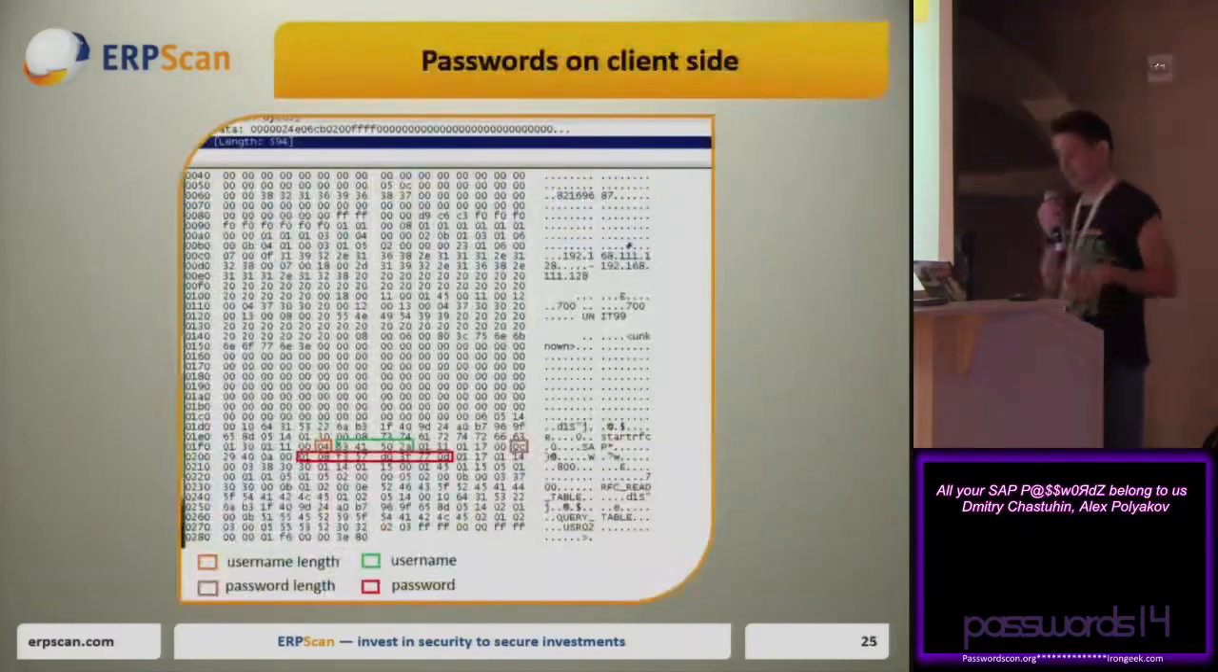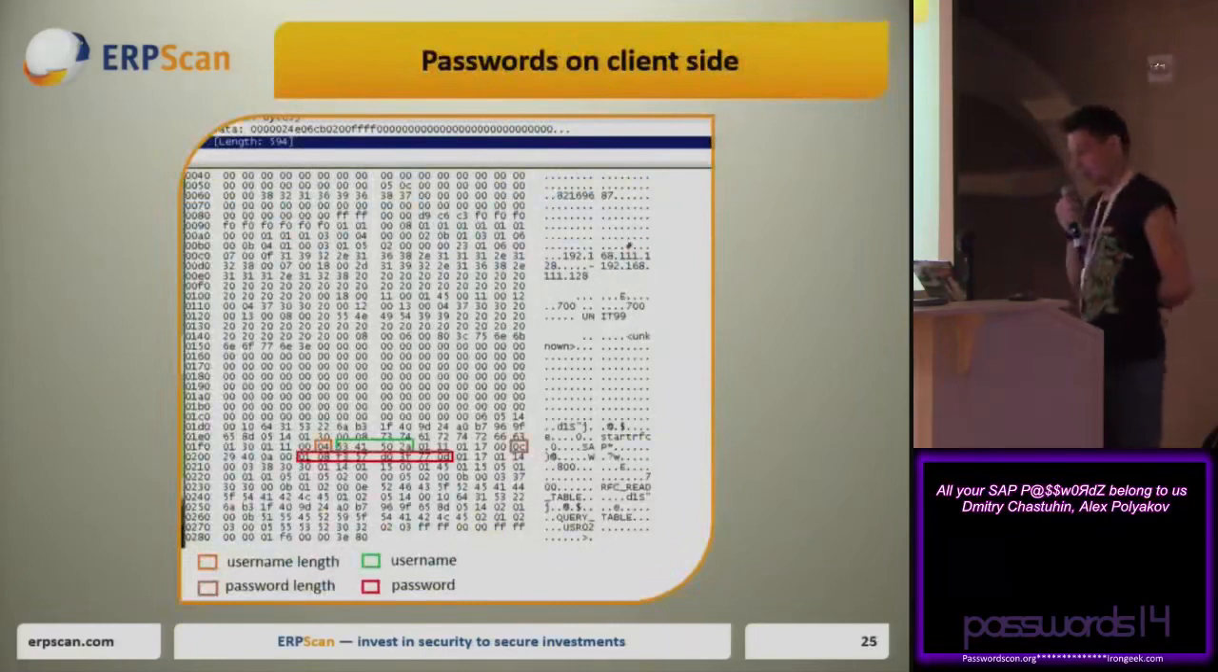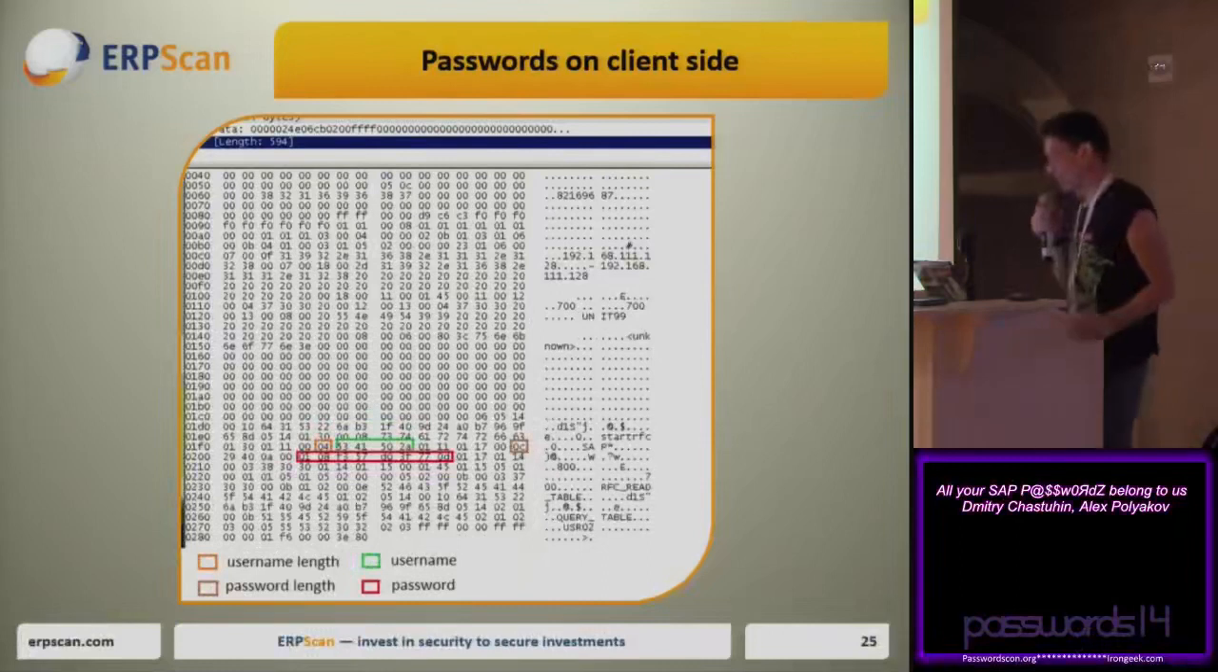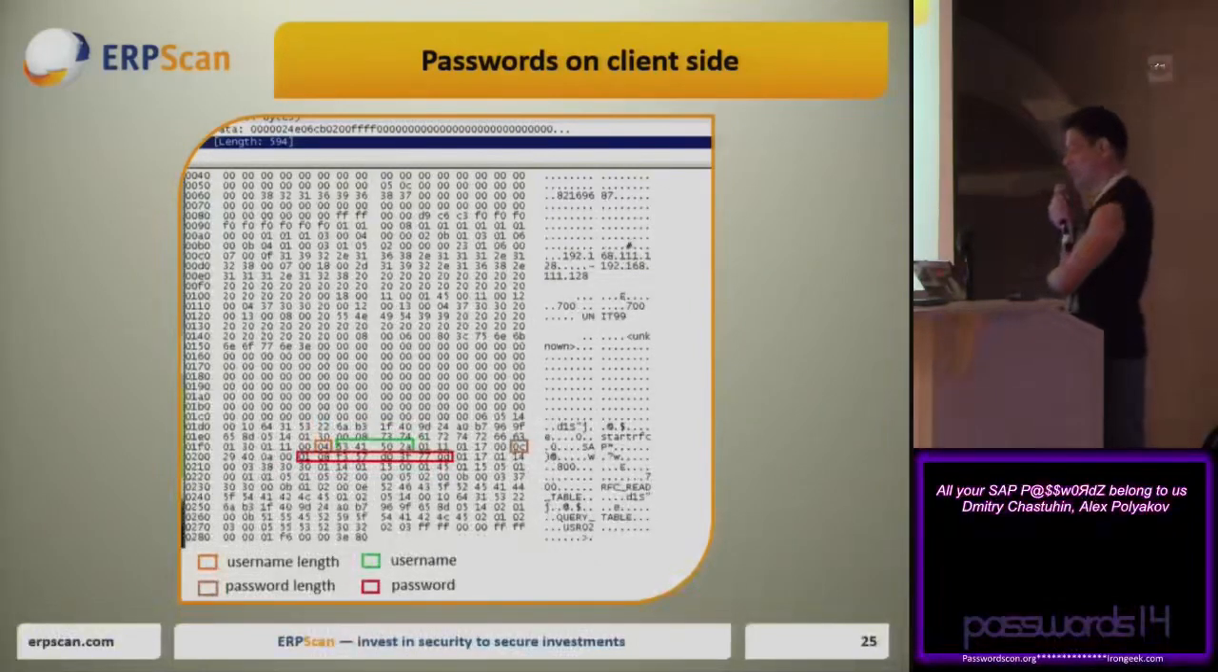This is how an RFC request looks. As you can see, I hope you see, all data is transmitted without any encryption. You can see the username and the function name, but you will not see the password, because only the user password is encrypted by default.